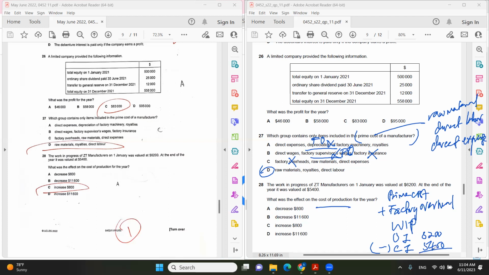That means we minus, we get 800. So this is opening bigger than the closing. That means this is a positive. When it's positive, your cost of production will increase. So increase by 800. Okay, let's continue.